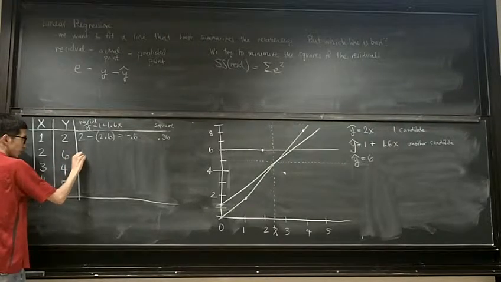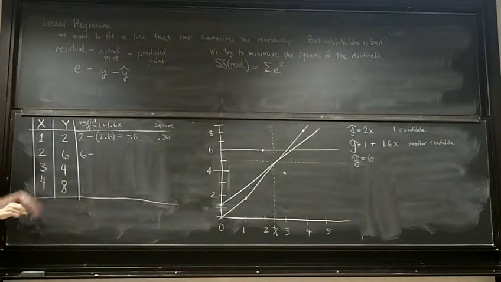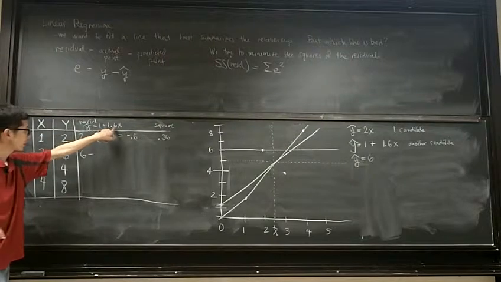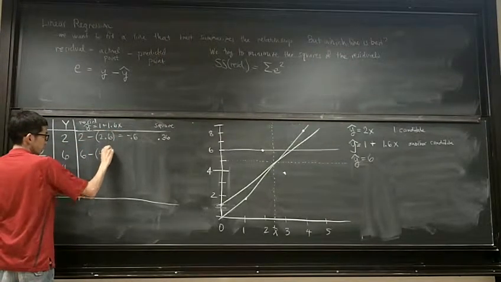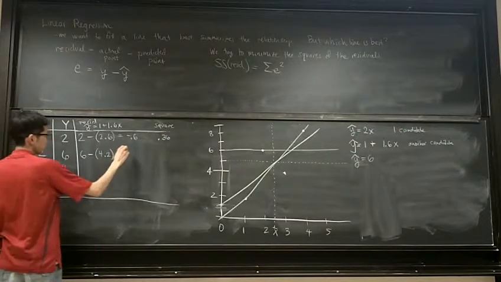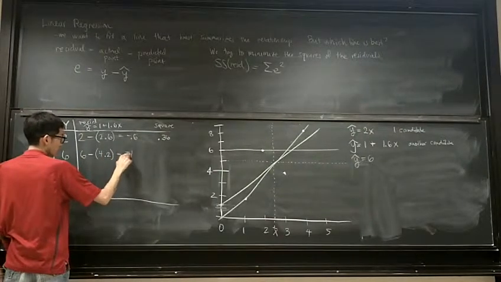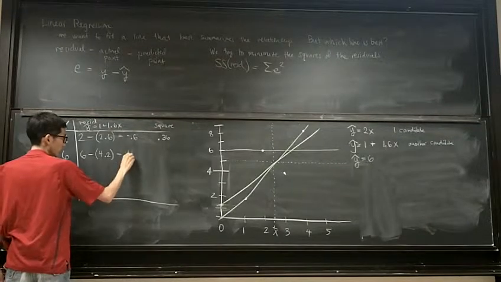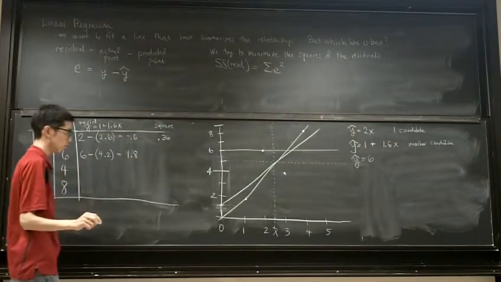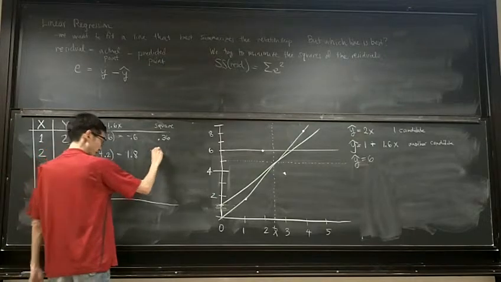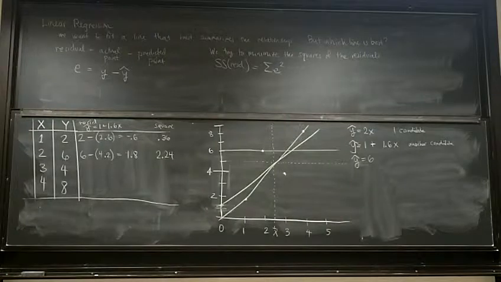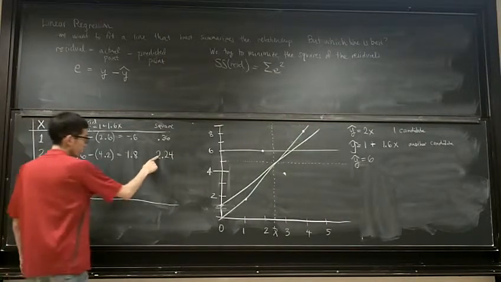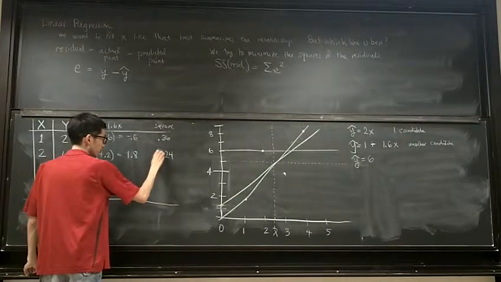What is it over here? The actual data point is 6. When I plug in 2 here, I get 3.2 plus 1, 4.2. So here my difference is positive 1.8. When I square that, I get 2.24, is that right? Something like that. 3.24? Oh, 3.24, I'm sorry. Thank you.